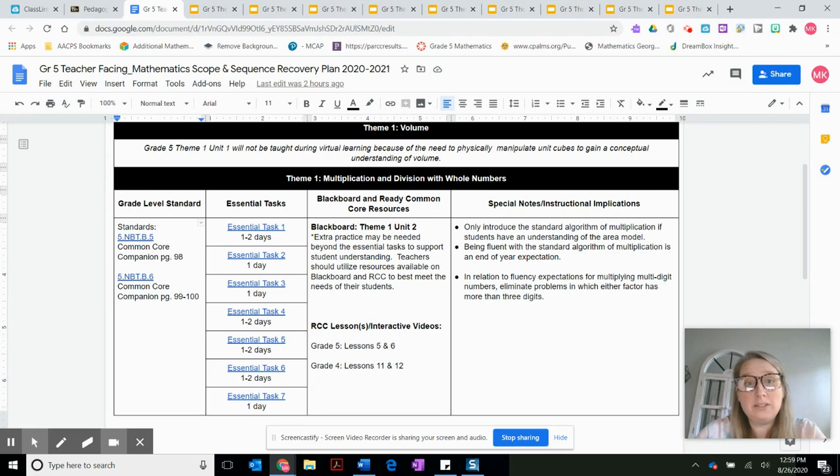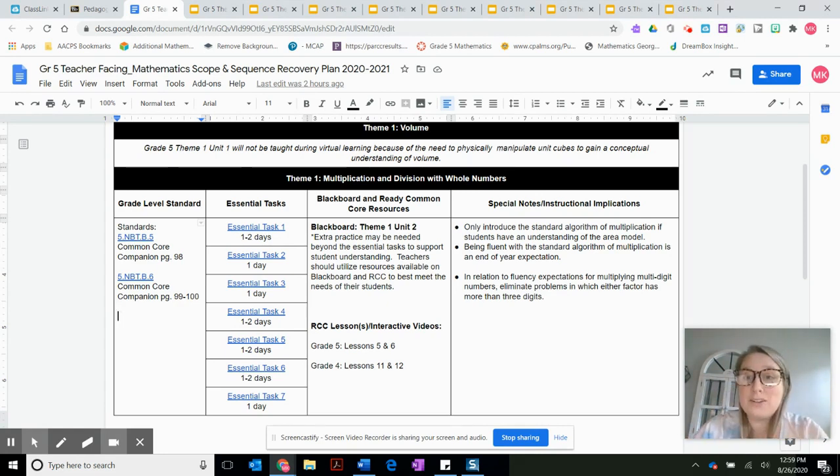A couple of things to point out specific to this topic is that we are encouraging you to only introduce the standard algorithm of multiplication if students have a firm understanding of the area model. First of all, the standard algorithm of multiplication is an end of year expectation. It is also perfectly okay if students go into middle school with the area model. Middle school encourages the area model.